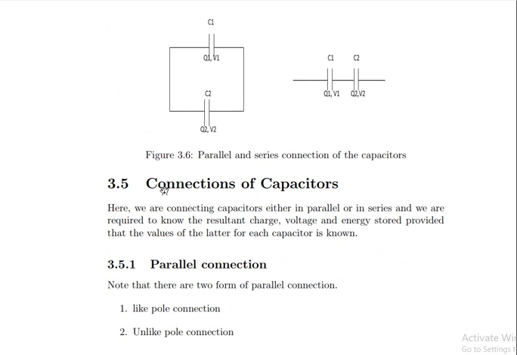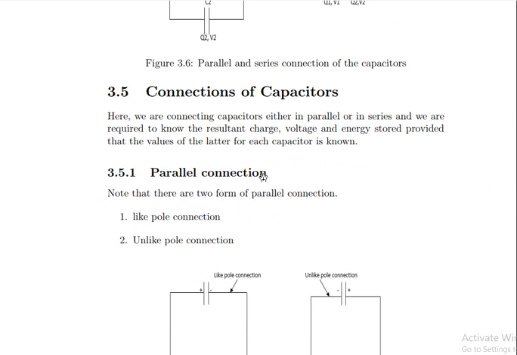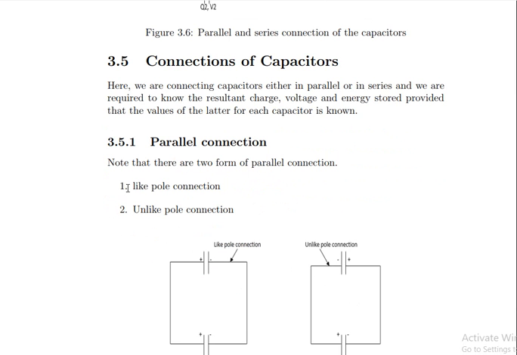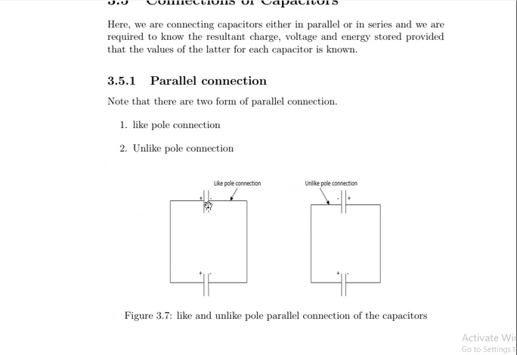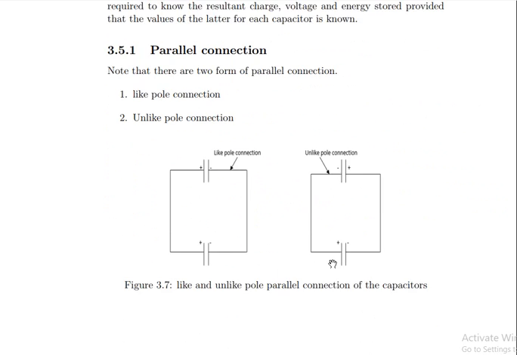So now let's visualize the connection of capacitors. If capacitors are connected as such here, this is a parallel connection of capacitors and this is a series connection of capacitors. In a parallel connection, you can have a like pole connection and an unlike pole connection. In this case, you have a like pole connection: this plus is connected to this plus, this minus is connected to this minus. This is an unlike pole connection: this minus is connected to this plus and this plus is connected to this minus.